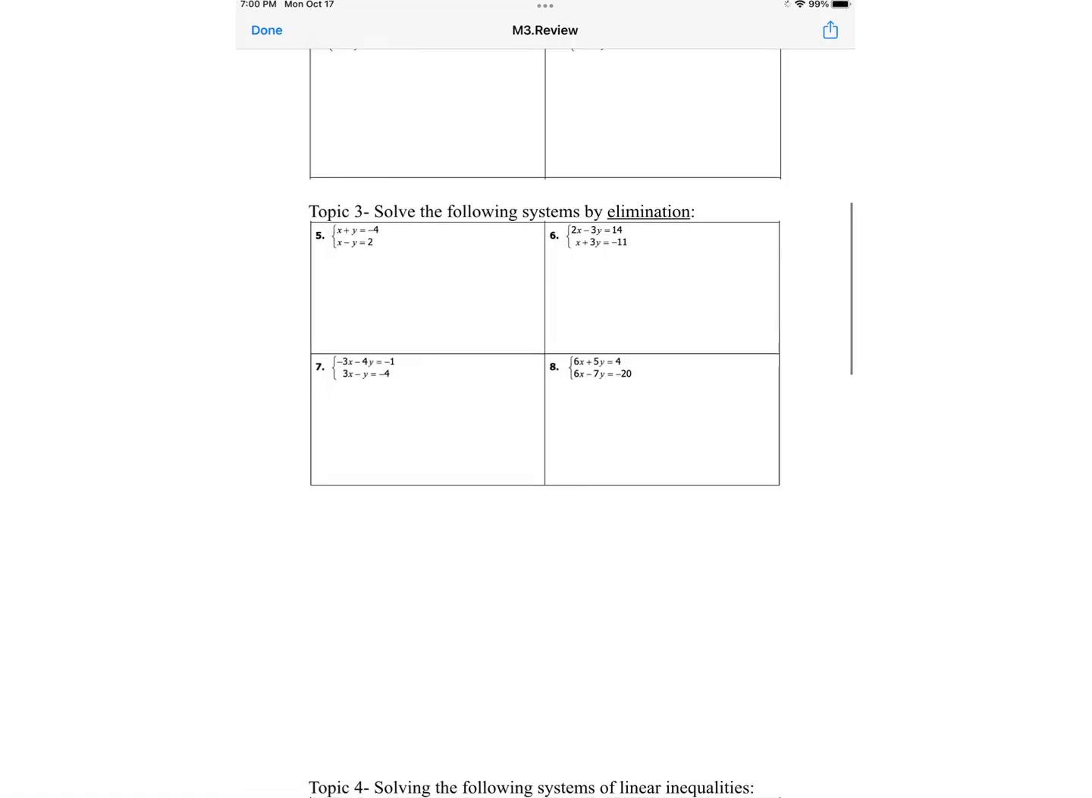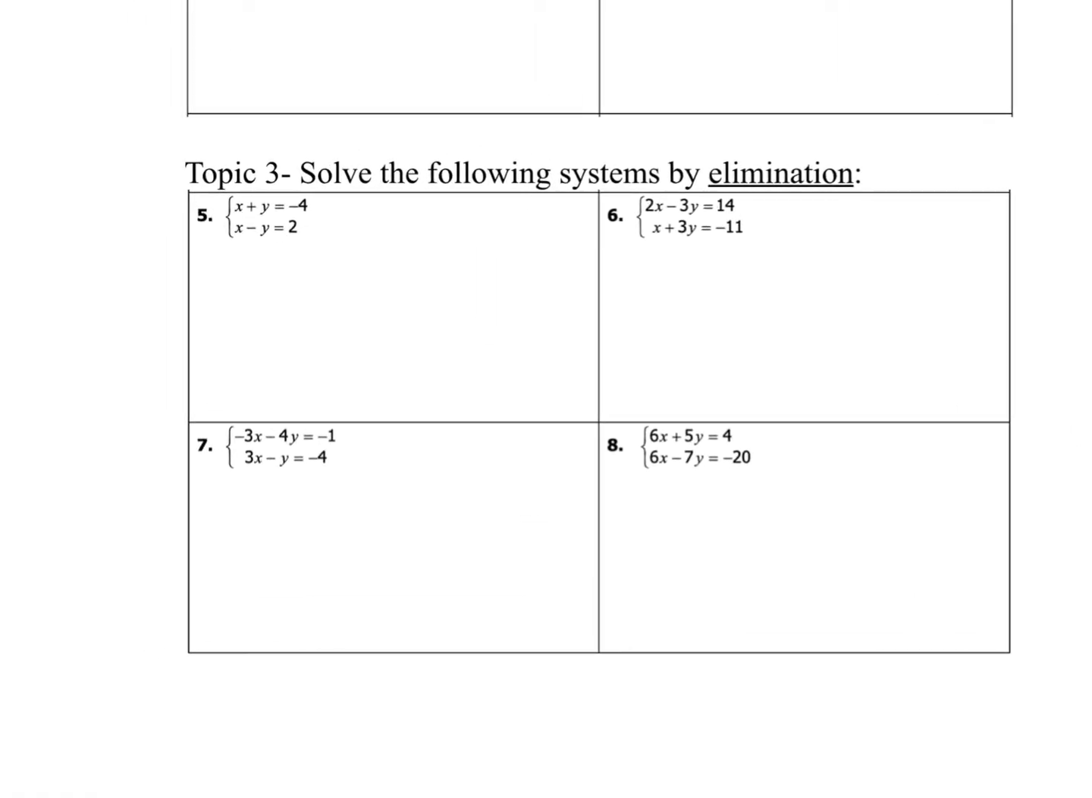H, solving systems by elimination. And the first two examples, remember, we're trying to add or subtract the equations to get them to eliminate. If you add, they have to have opposite signs. And if you subtract, they have to have the same sign. So look at example 5, and I think this will make sense.